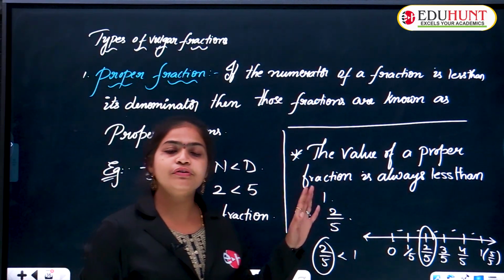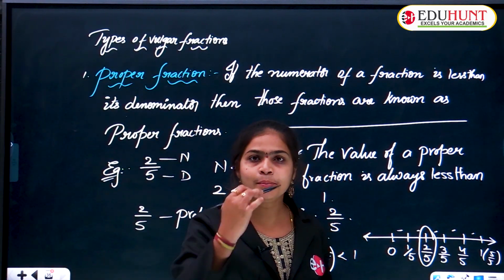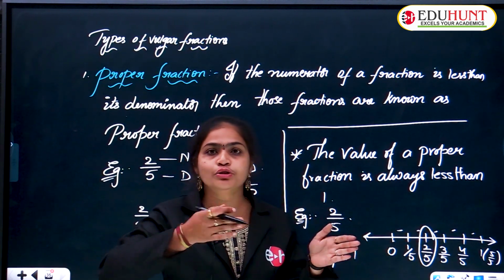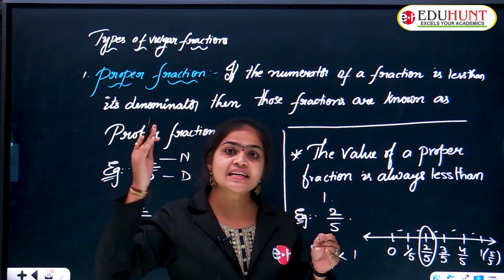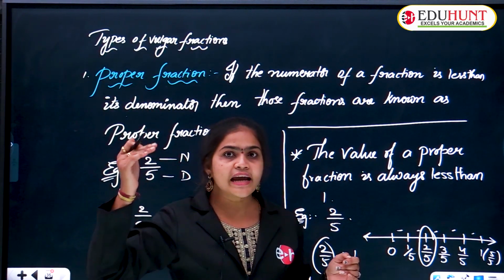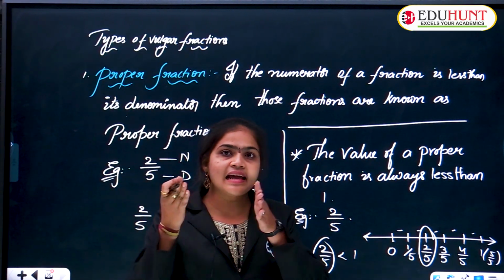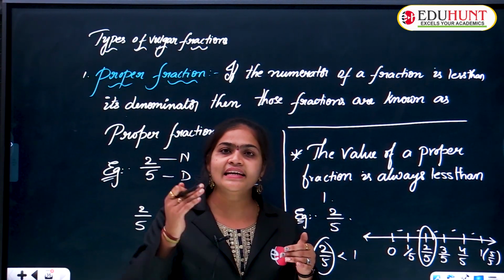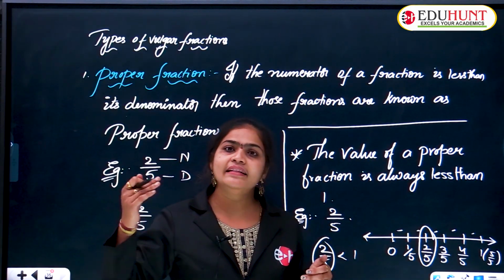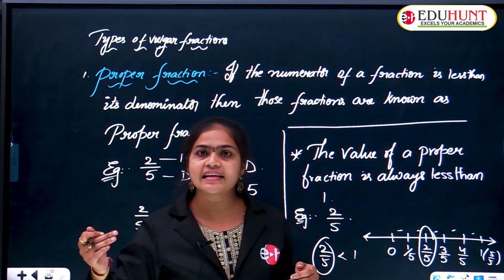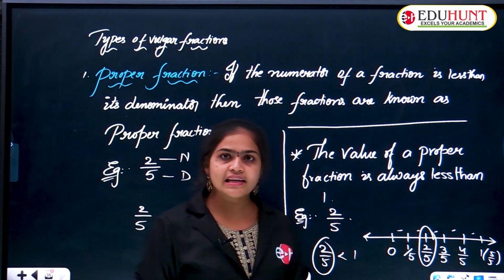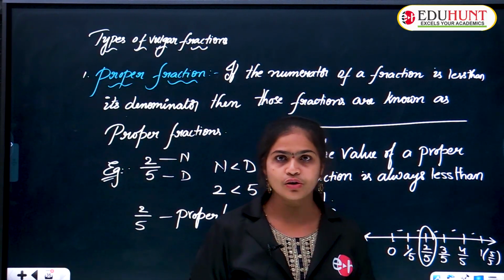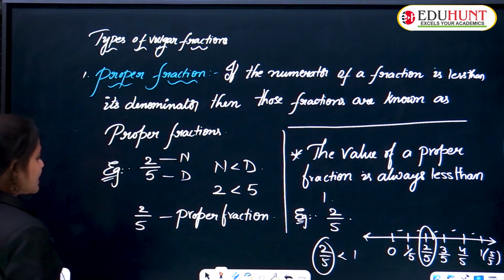Not only 2 by 5. If you take any number, say 9 by 10, then from 0 to 1 one complete part is divided into 10 parts, and out of 10 parts you are checking the 9th part. So 9 by 10 lies to the left of 10 by 10. Yes or no? So 9 by 10 is less than 10 by 10, which means less than 1. In this manner, the value of a proper fraction is always less than 1. Okay?